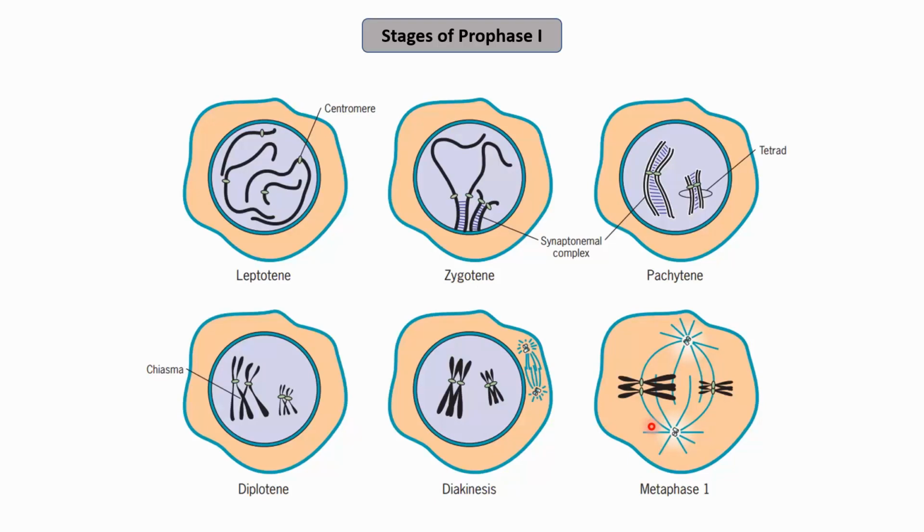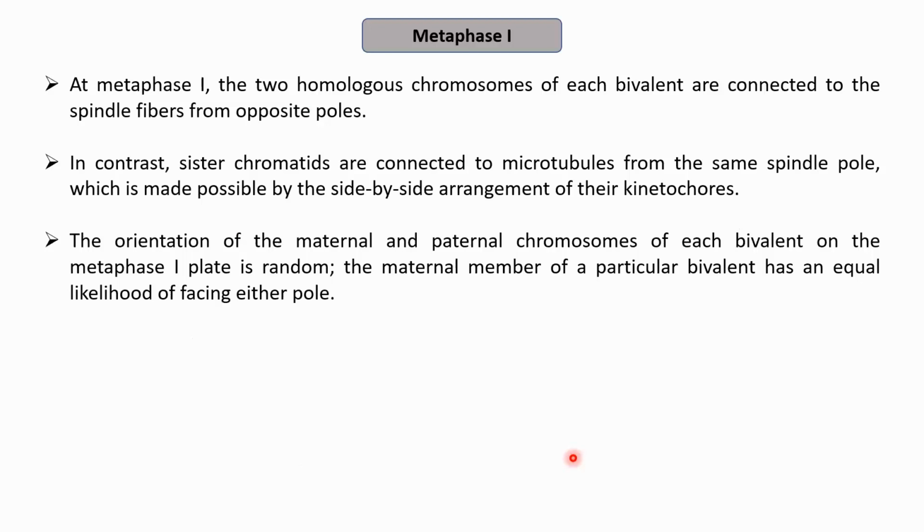So basically, it is very similar to mitosis. The only difference to remember is that in the meiosis 1 stage, there is a separation of the homologous chromosomes instead of the sister chromatids. The next stage after prophase 1 is metaphase 1.